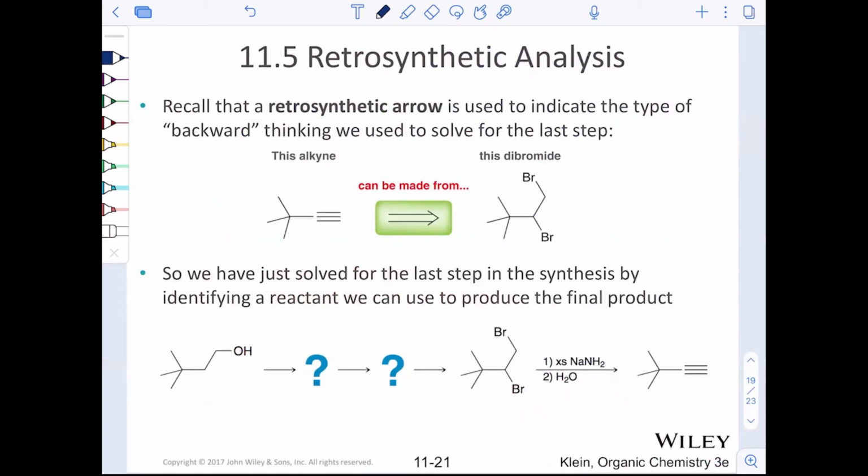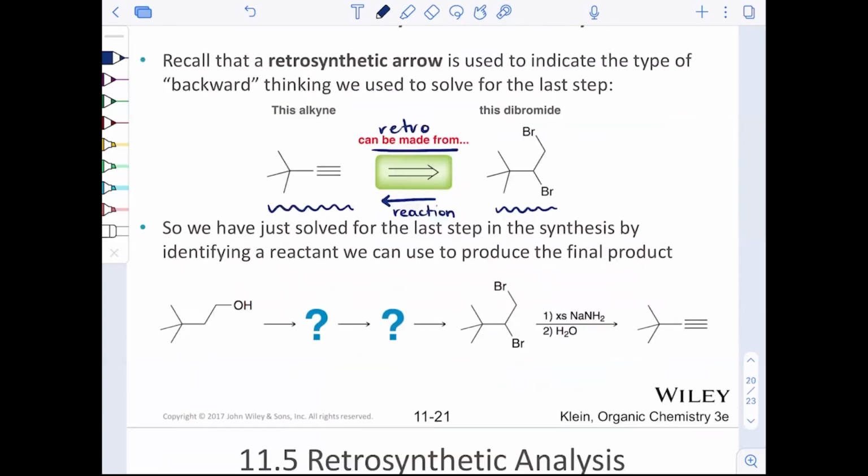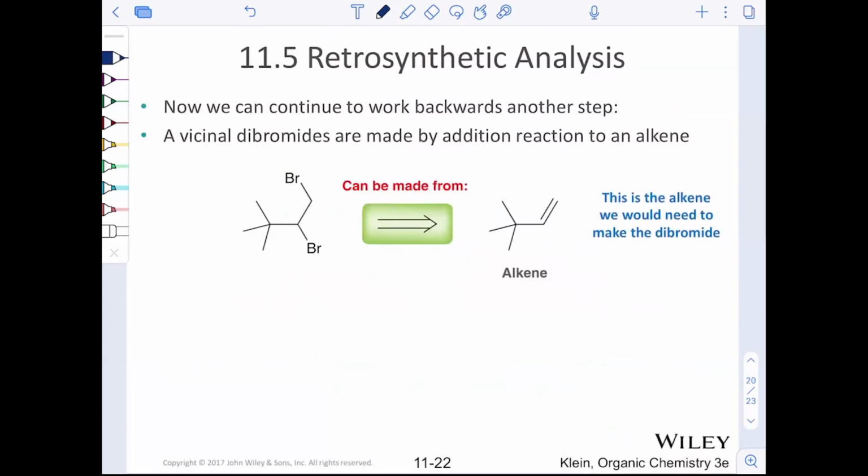Notice how we're thinking this way. We start with our product and say, how can this be made from this? How do we do that? And those retrosynthetic arrows are the reverse of the reaction arrows. Reaction arrows point to the product. Retro arrows point to the reactant. Okay, so we have our last step. Beautiful. Now we can continue.